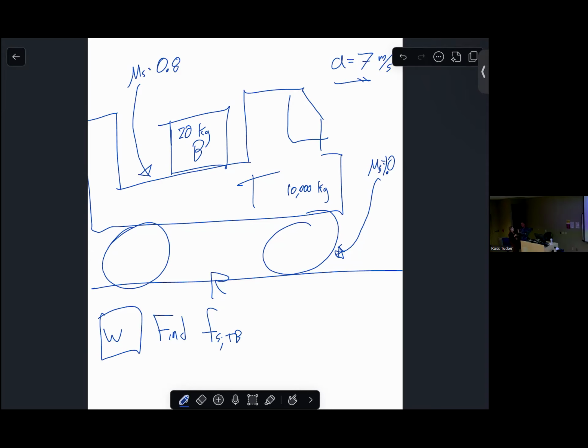Mu is not the friction force. You're right. Look at what we were just doing, talking about how there is no single equation; you have to use reasoning about what's going on.